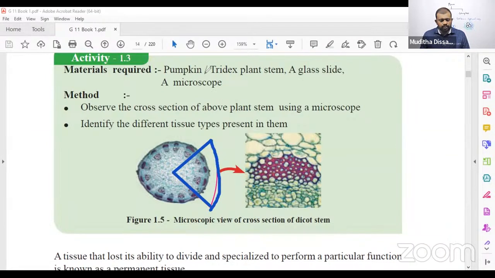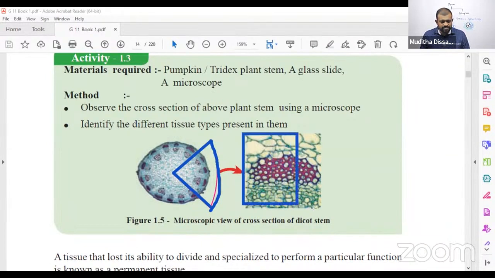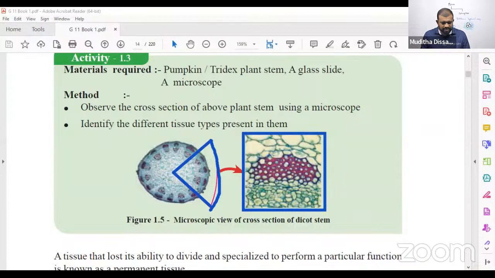Cross-section. Now what we can see here is a set of different types of cells. This set of cells is different to this one, and that is different to this one. So you can see a lot of differences here.